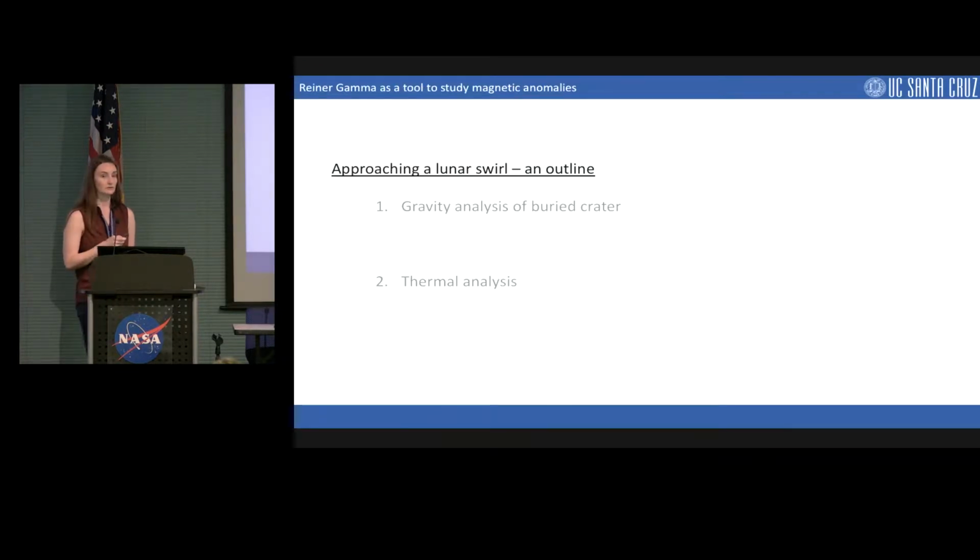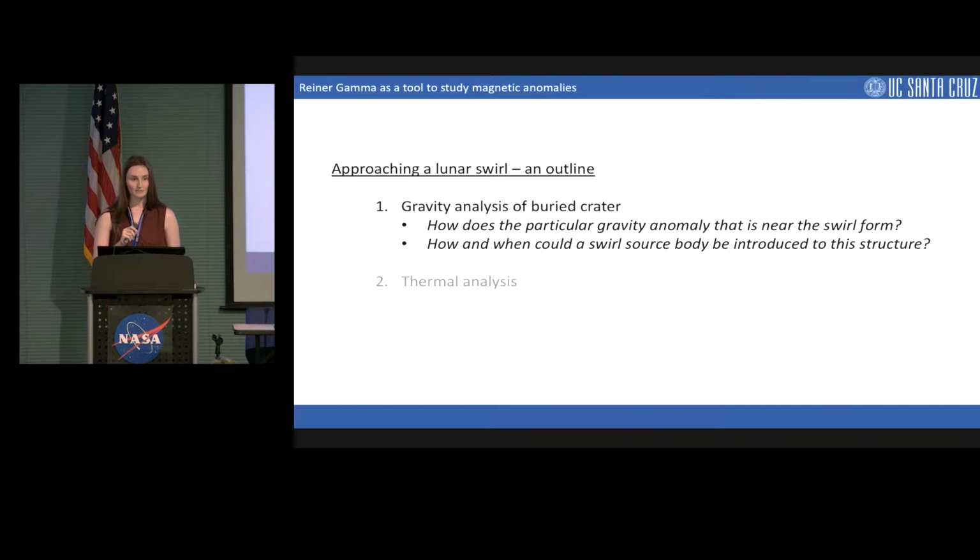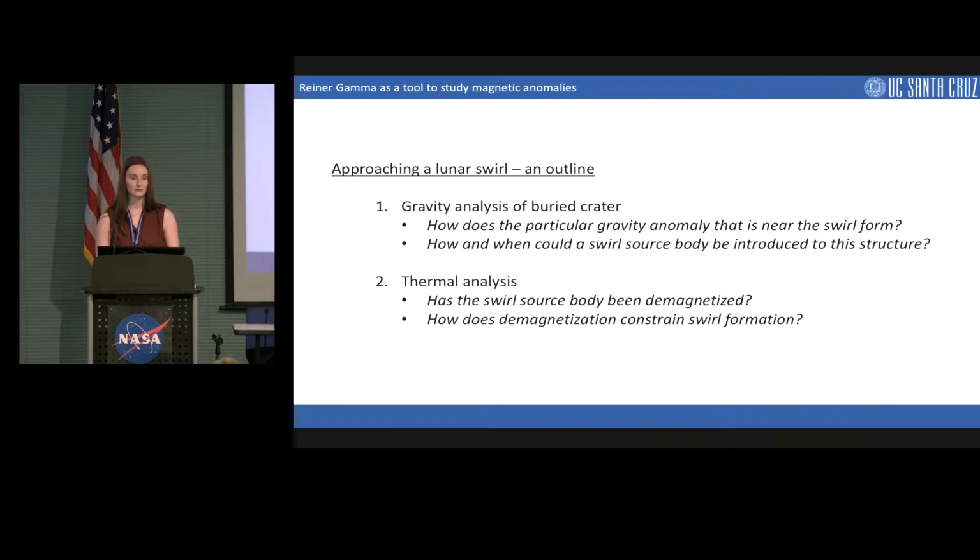I am going to split up my analysis into two different types, the first being gravity. The tail of Reiner gamma goes over a particular Bouguer anomaly that I will show you in the next slide. By figuring out how that formed, we can figure out how the swirl is related to that. Next I will move on to some thermal analysis, because the tail of Reiner gamma goes up to a big volcanic complex, and look at some demagnetization models to place further constraints on swirl formation and thus the lunar dynamo.